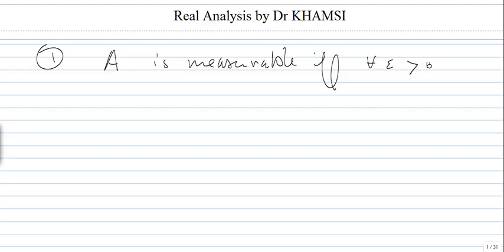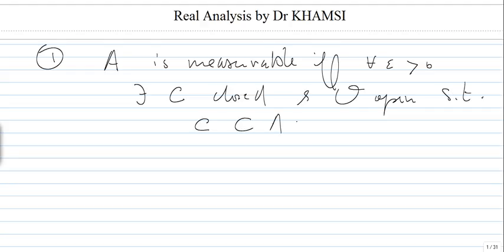So we have a set A which is measurable. We want to show that A is measurable if and only if for every epsilon there exists C closed and O open such that C is contained in A, which is contained in O, and the outer measure of O minus C is less than epsilon.